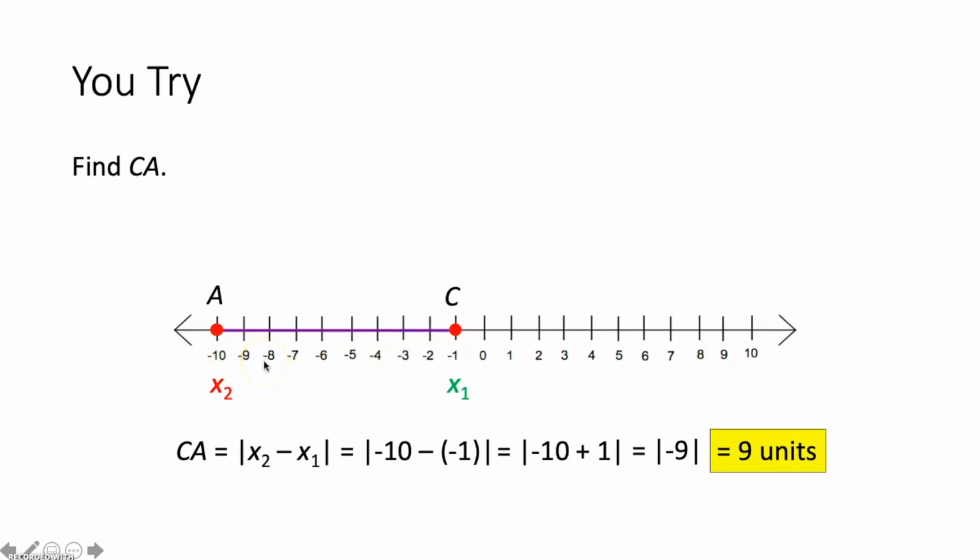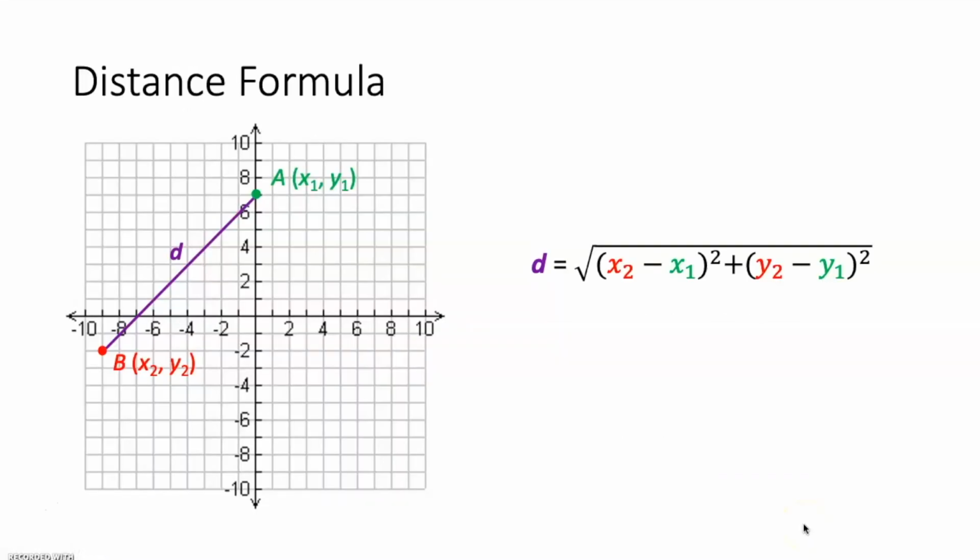And if you want, again, since they're close together, you can just count to make sure you did it right. 1, 2, 3, 4, 5, 6, 7, 8, 9 units. Cool. Now let's talk about the distance formula.